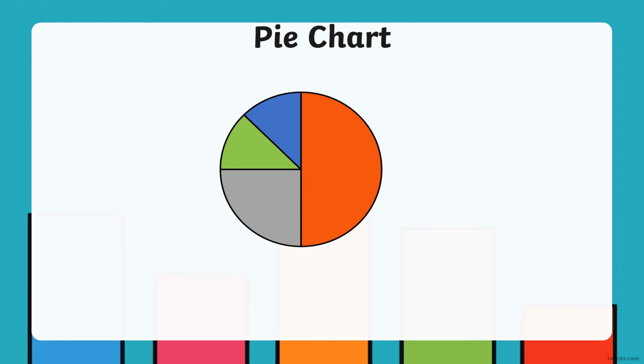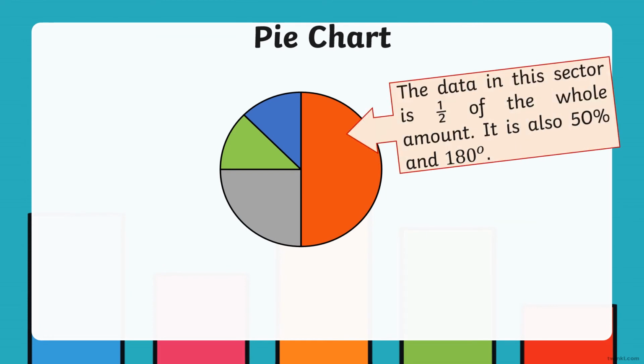If we have this pie chart, this shaded region, which is colored orange, the data in this sector is one half of the whole amount. So it is 50% because we all know that one half equals 50% and 180 degrees. Where does 180 come from? We all know that a circle is equivalent to 360 degrees. Since it is one half, we are going to divide it by 2. So 360 degrees divided by 2 is equal to 180 degrees.